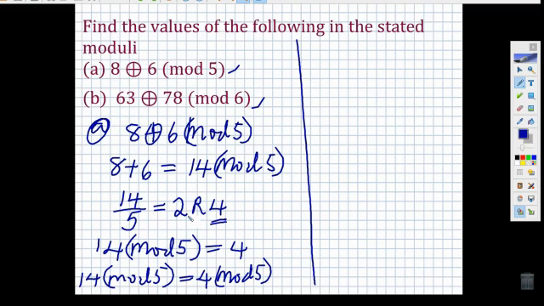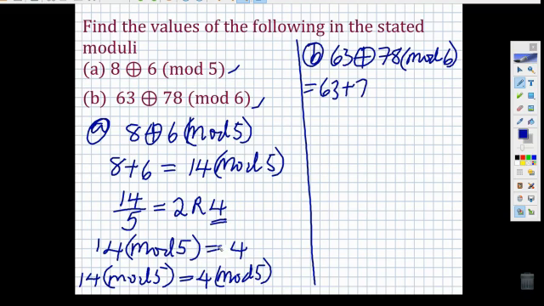The second one says 63 plus 78 mod 6. So this will be equal to 63 plus 78, which gives us 141. So we have 141 mod 6.